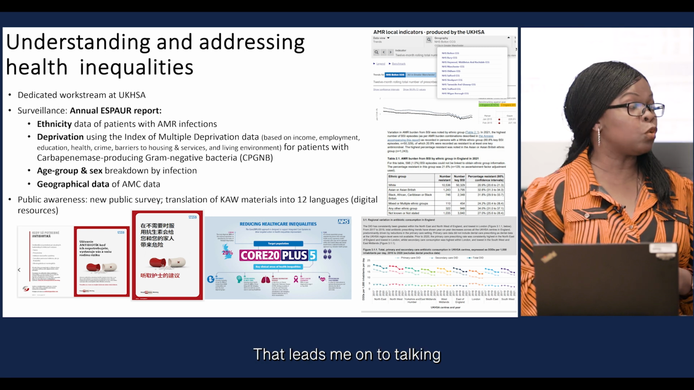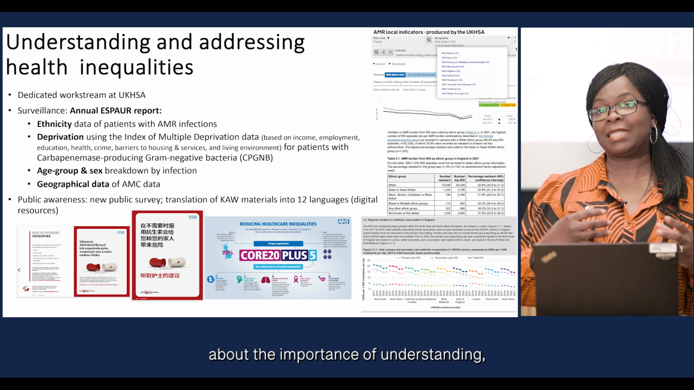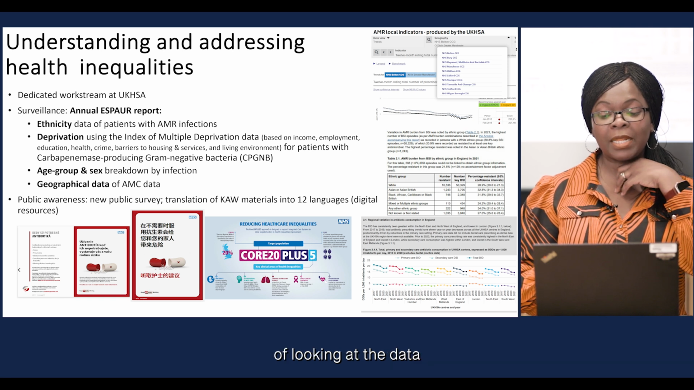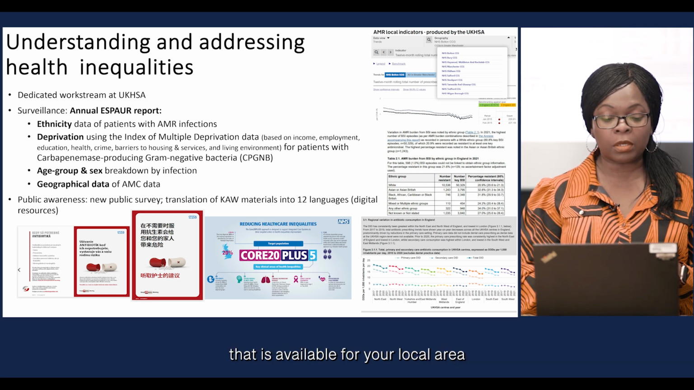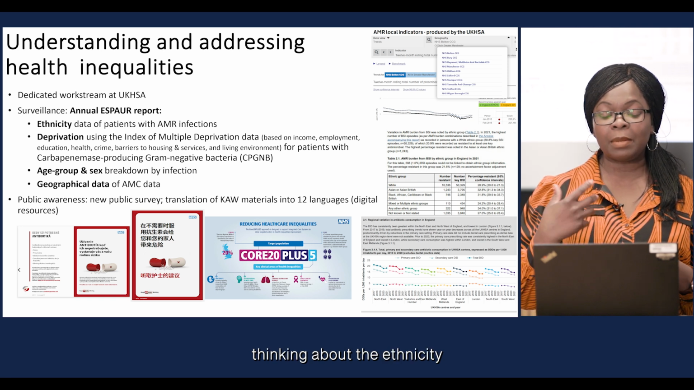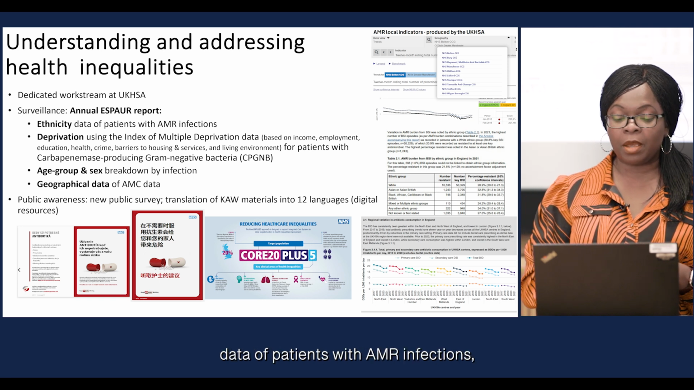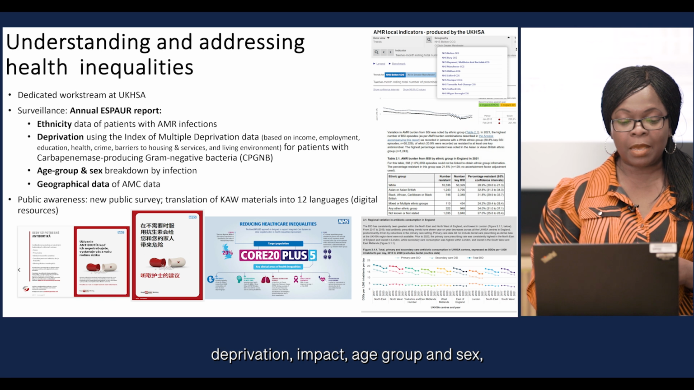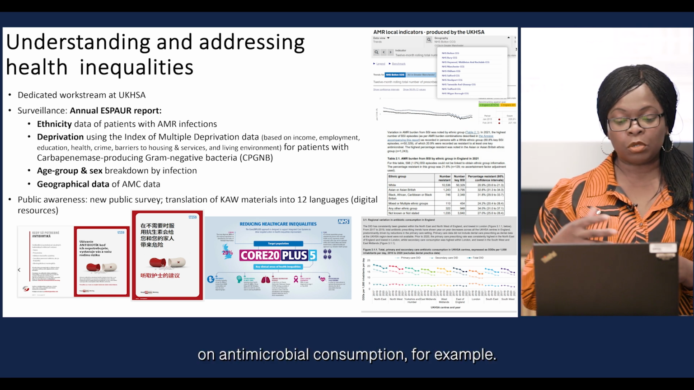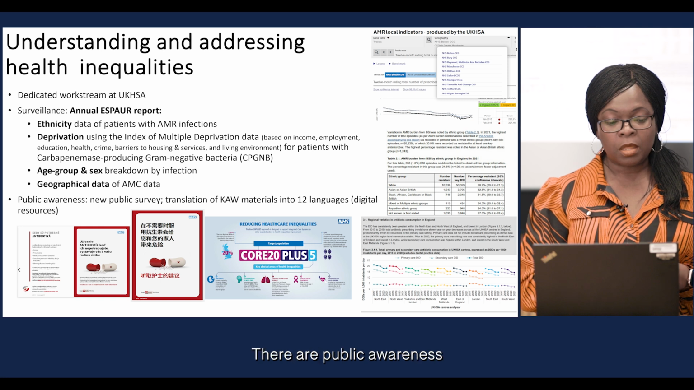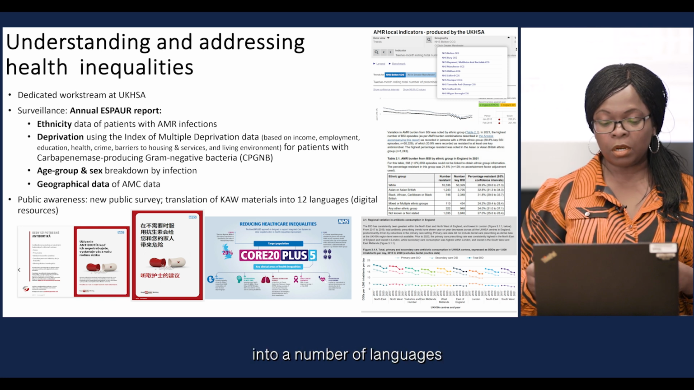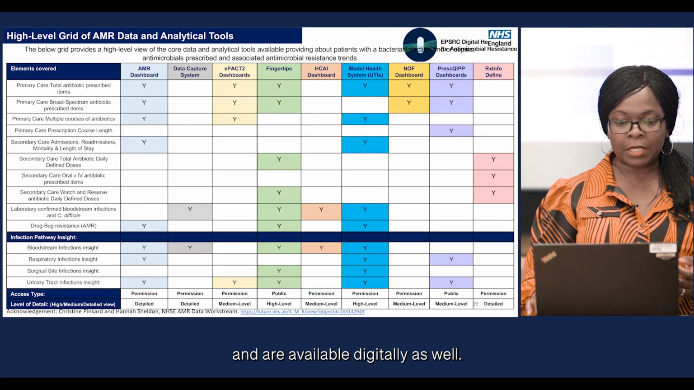That leads me on to talking about the importance of understanding and addressing health inequalities, and really recommending the importance of looking at the data that is available for your local area and also what is available nationally through the ESPAUR reports. Thinking about the ethnicity data of patients with AMR infections, deprivation impact, age group and sex, as well as geographical data on antimicrobial consumption, for example. There are public awareness resources that have been translated into a number of languages and are available digitally as well.